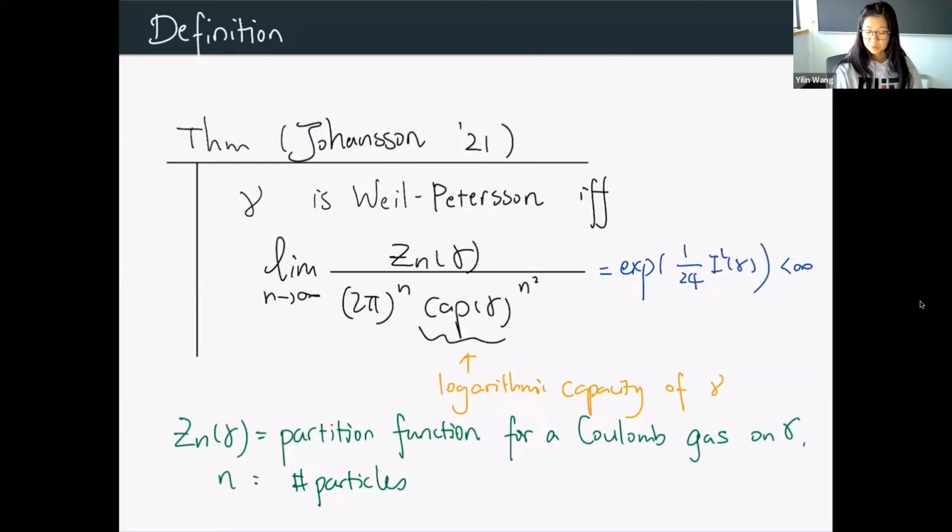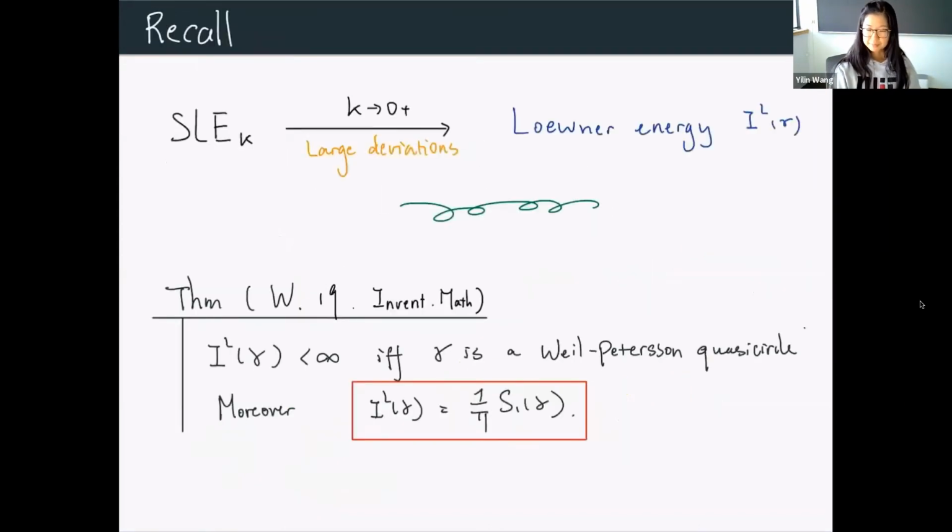It's closer to the last one. We can see that this Weil-Petersson quasicircle, together with the one using the Loewner energy, really has very different but equivalent descriptions. So let me just give you one example. I cannot say too much about how one can use this link between SLE and Weil-Petersson quasicircles to give you more results about Weil-Petersson quasicircles.